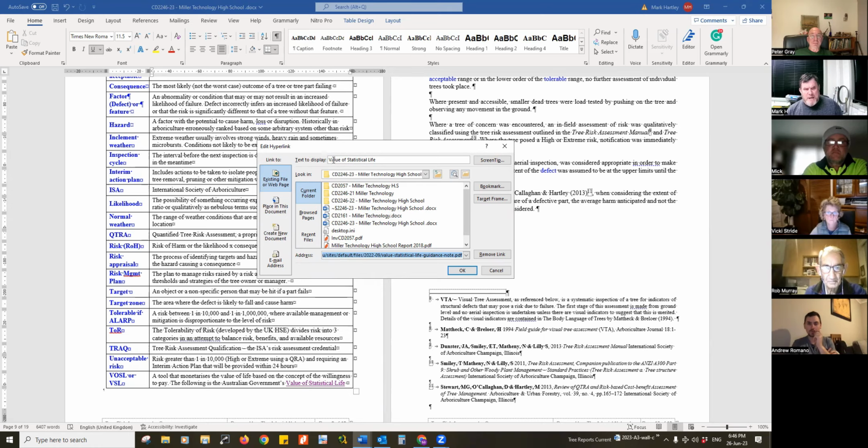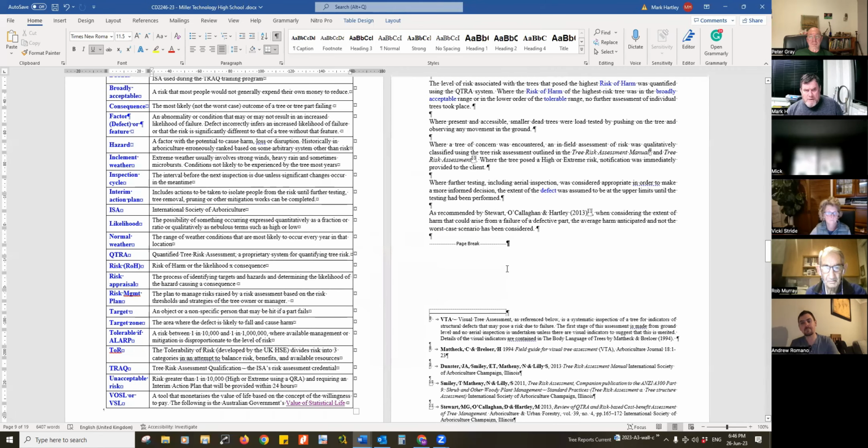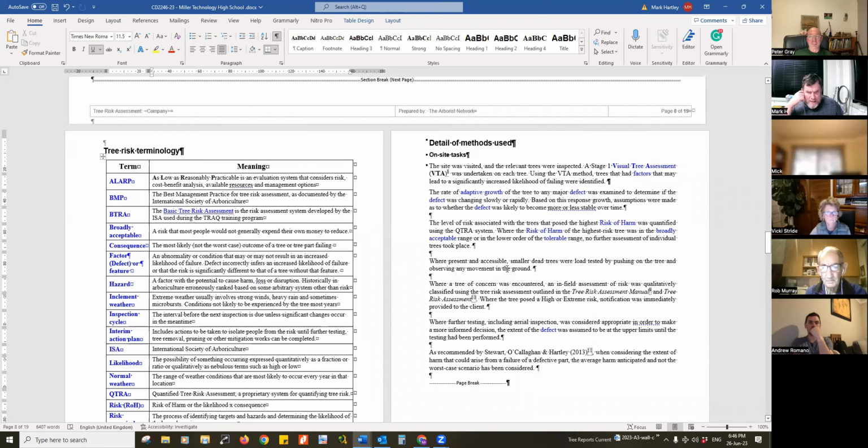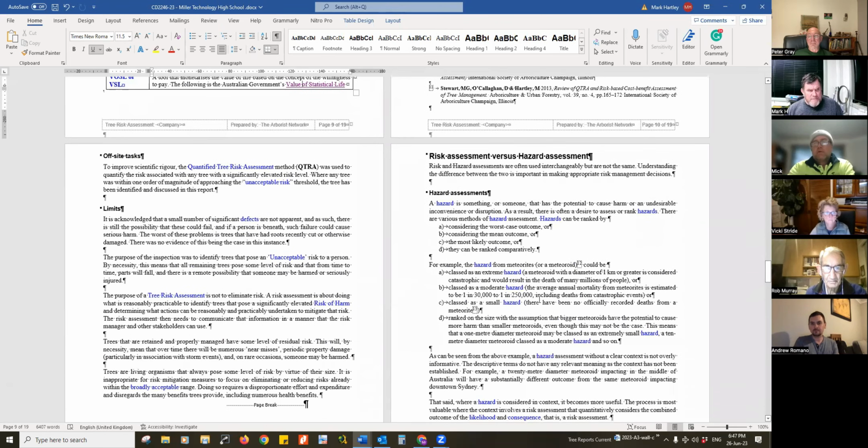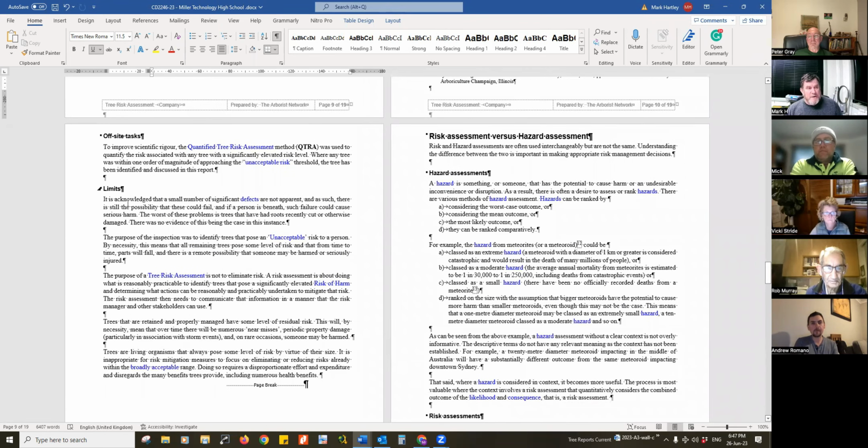So I've had it display value of statistical life, and that's the URL there. The URL is obviously a lot longer, and it's a boring thing. So instead, I've just given a link that allows them to go there. So after that, I've got some details of the method used and why. Then we've talked about what our offsite takes are. I do have some limits. We say that some defects can't be determined.